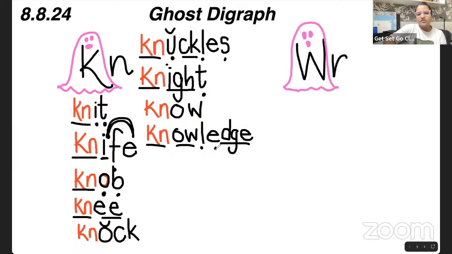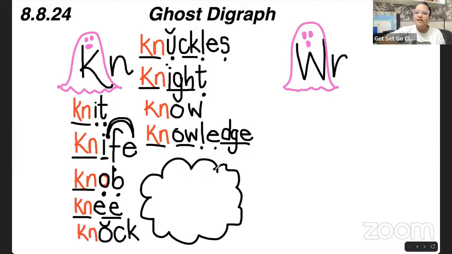Knowledge. Okay, so I don't think so, or maybe if there are some other words from KN. Each of these KN words is a ghost digraph where K is the silent one. But every word has something to do with sharp or round or pointy things. Okay. Yes. So you can write down in a cloud that they have something to do with what? What three words did I tell you? KN words, they have something to do with what?